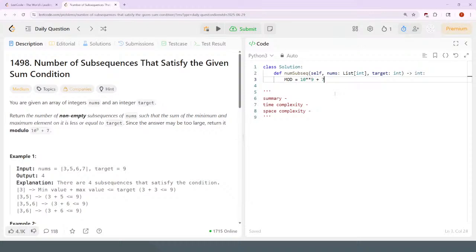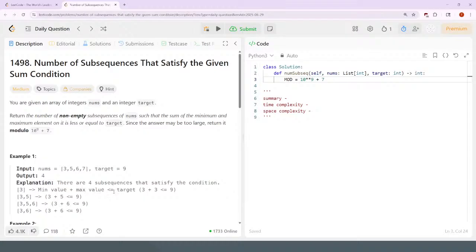Okay, so for example, if I have 3, 5, 6, 7, target is 9, the low could be 3 and the high could be 6. So it could be 3, 6, but also it'd be 3, 5, 6, I assume, because that's also a subsequence. Can't have 7 because that would change the high. So those two, and then what else? There's 4 answers.